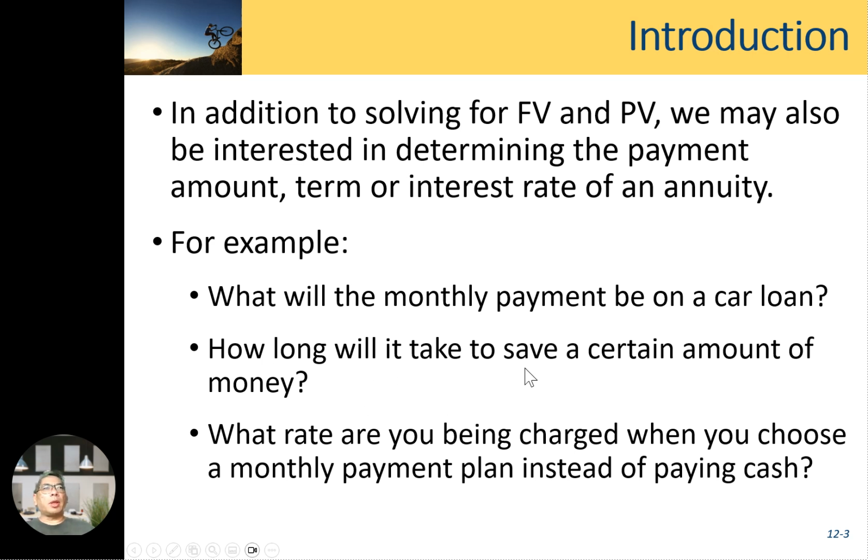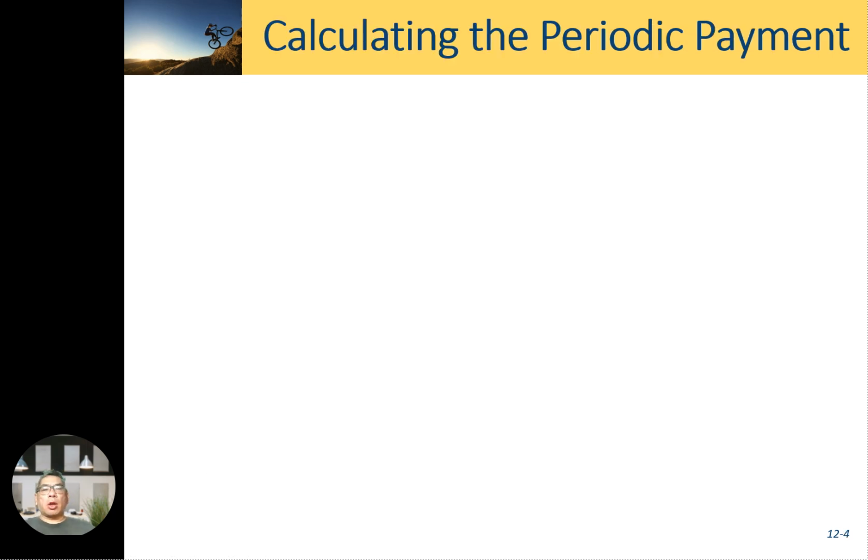How long will it take to save a certain amount of money, like an RRSP or RESP, that kind of thing? What rate are you being charged when you choose a monthly payment instead of paying cash? Okay, let's look at the logic here.